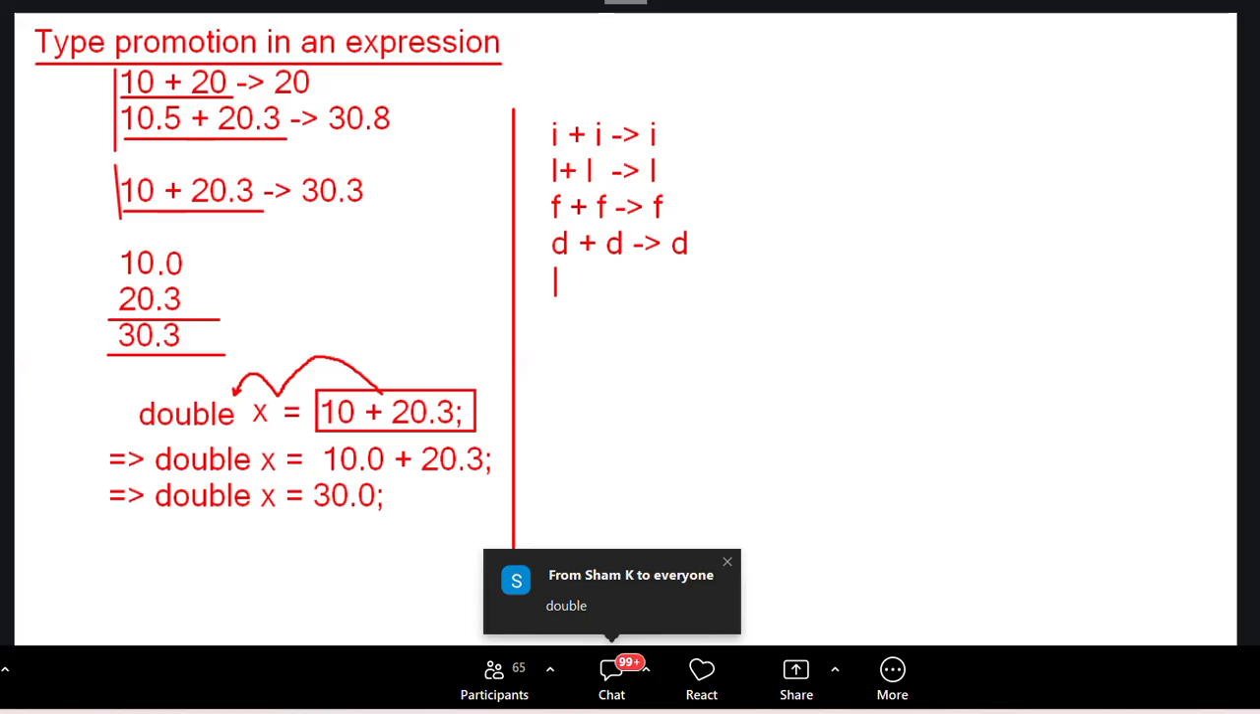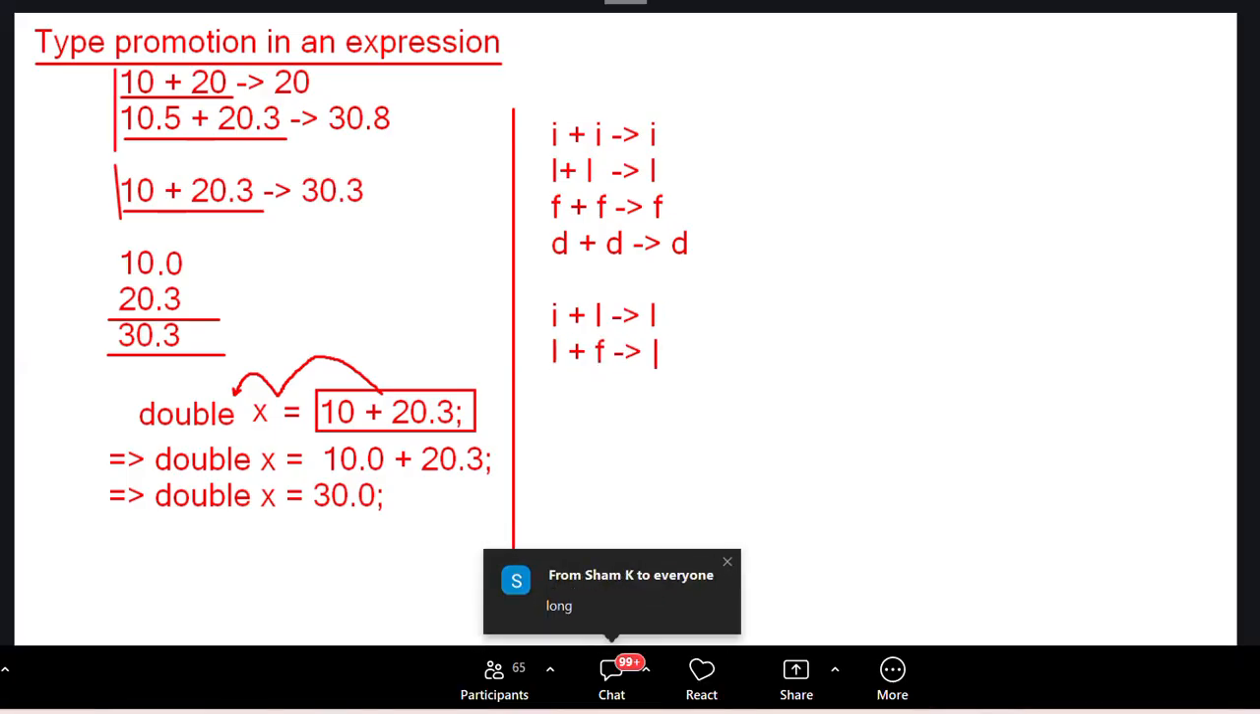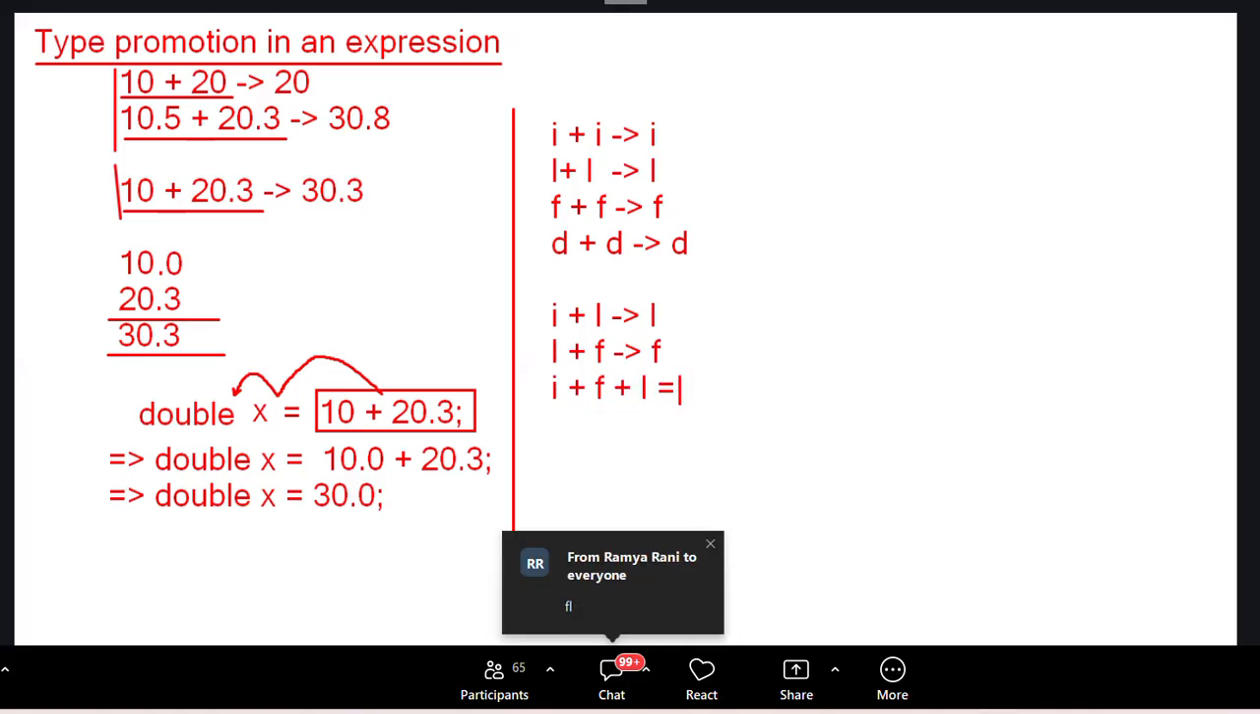When one type is converted to another type, if the expression is prepared with two different types, then the lesser type is promoted to the highest range type. Okay? Now answer. I am writing here. Int plus long: long. Long plus float: float. Int plus float plus long: float. Float plus double plus long: double. Okay, now confident? Any confusion?